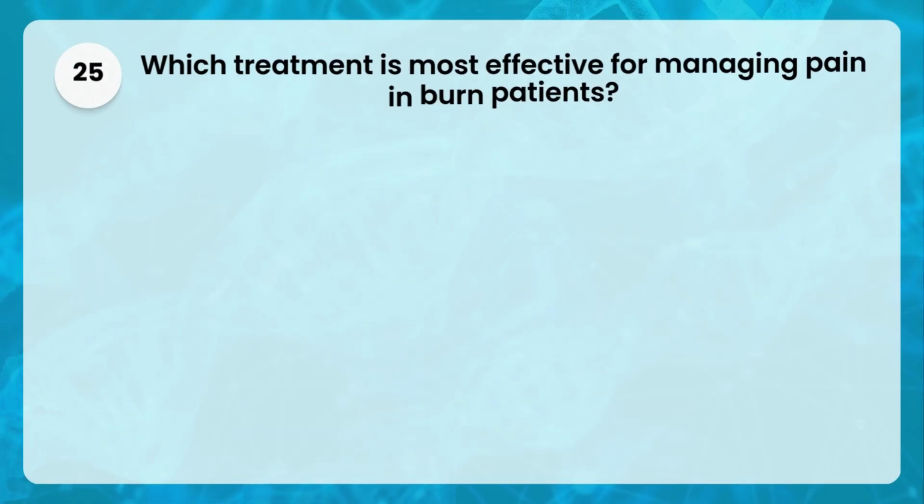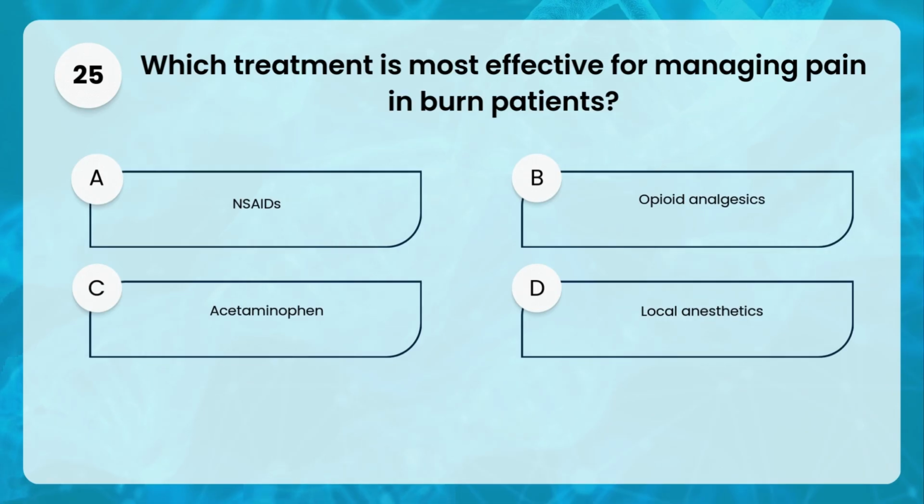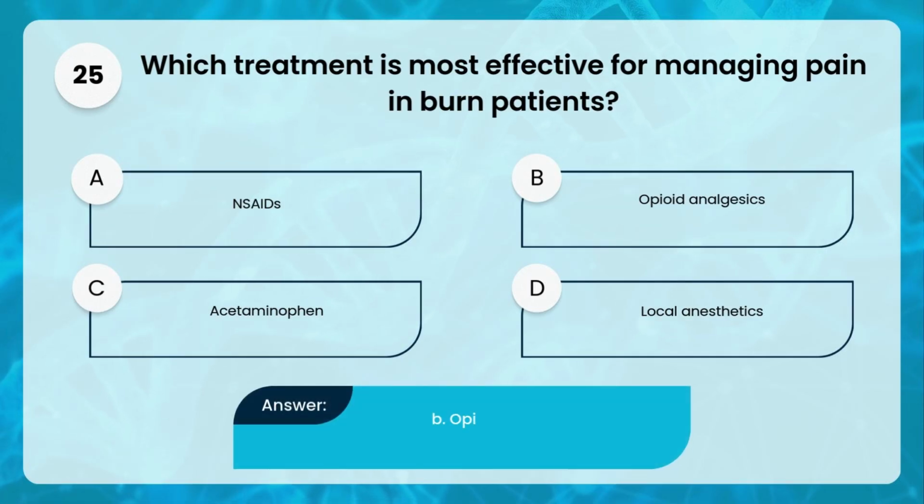25. Which treatment is most effective for managing pain in burn patients? A. NSAIDs. B. Opioid analgesics. C. Acetaminophen. Or D. Local anesthetics. The answer is B. Opioid analgesics.